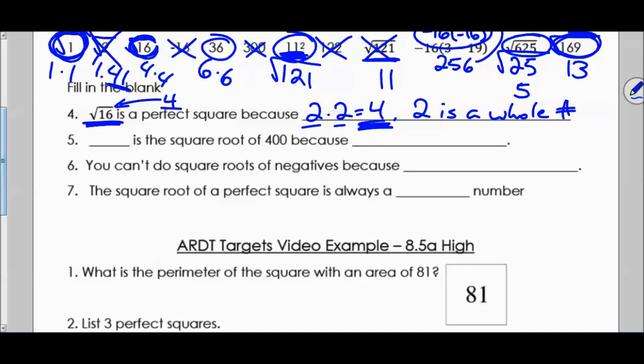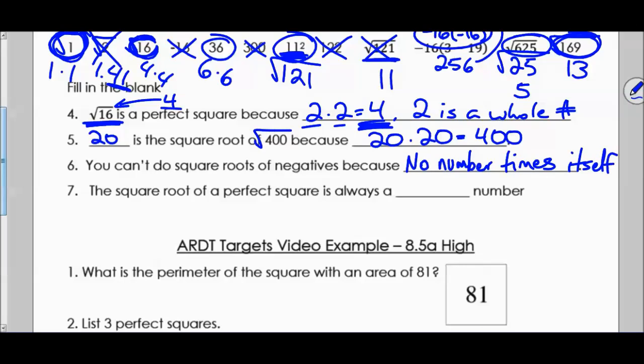Blank is the square root of 400 because, well, the square root of 400 is 20. And that's really just simply because 20 times 20 is 400. You can't do the square roots of negatives because no number times itself is negative. The square root of a perfect square is always a whole number. It's never going to be a decimal.